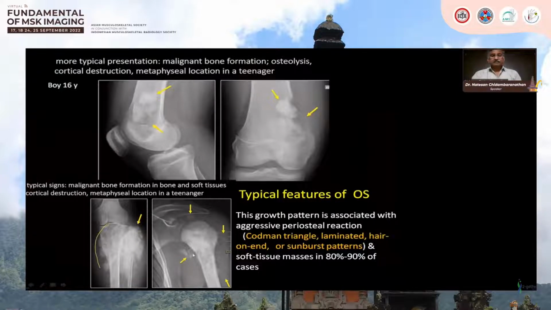So this type of tumor is very classical of conventional osteosarcoma. There's aggressive periosteal reaction in the form of a Codman's triangle, laminated appearance, hair-on-end appearance, sunburst appearance can occur with associated soft tissues. The very classical osteosarcomas have this type of feature. All of you are familiar with it.